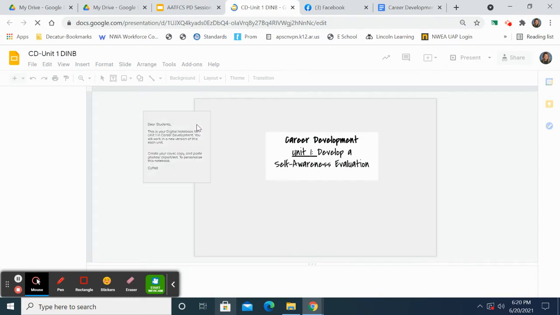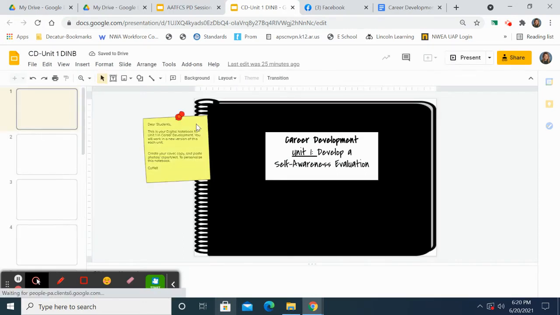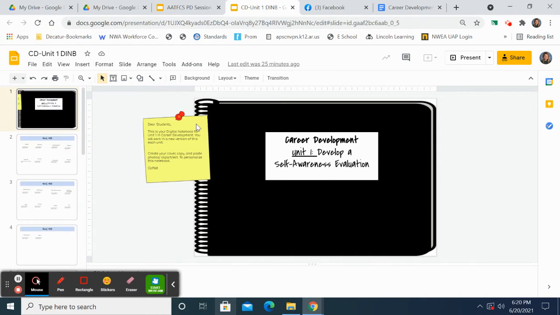So within unit 1, which is our unit on developing self-awareness and evaluation, I start every DIMB this way. They have a cover, and I have students create their cover. For this unit, I want them to copy and paste photos, clip art, etc. to personalize their notebook. This is another way that I'm getting to know my students better, by looking at their notebook and seeing what they're interested in.